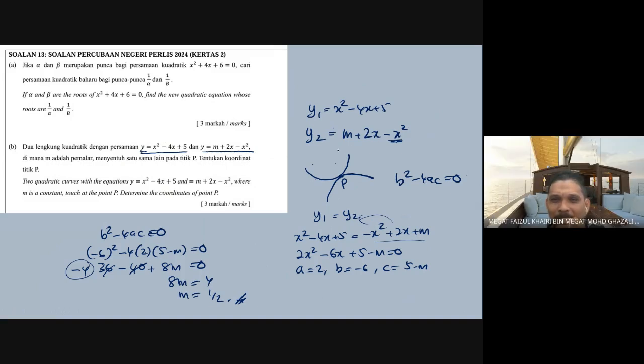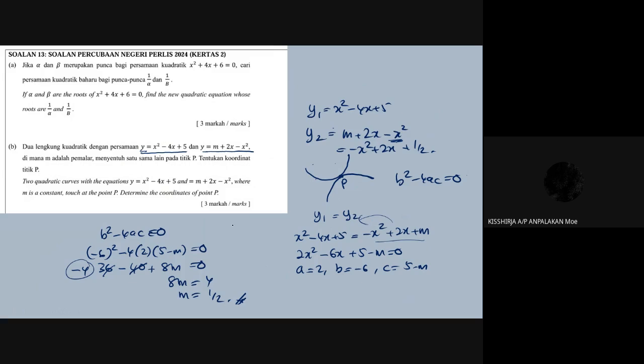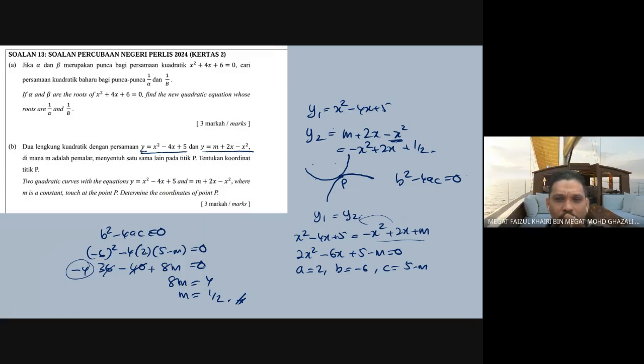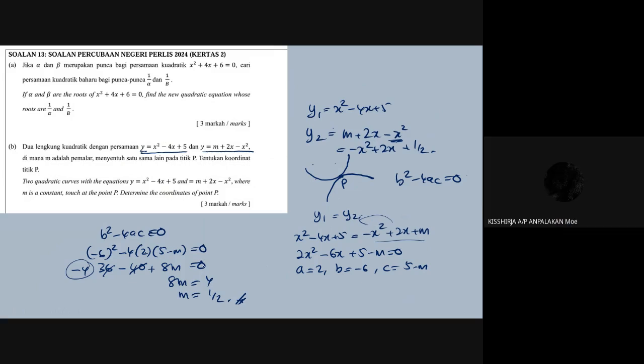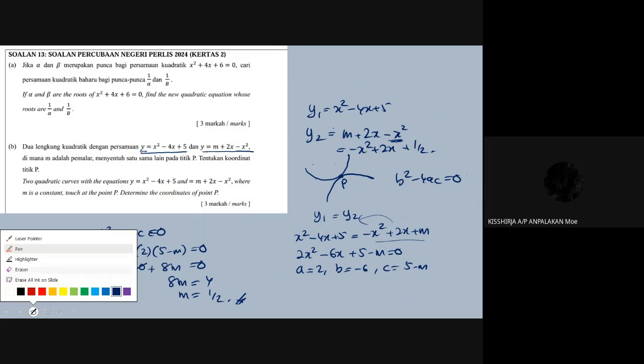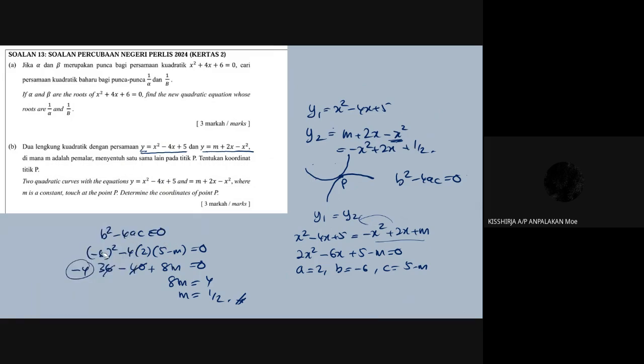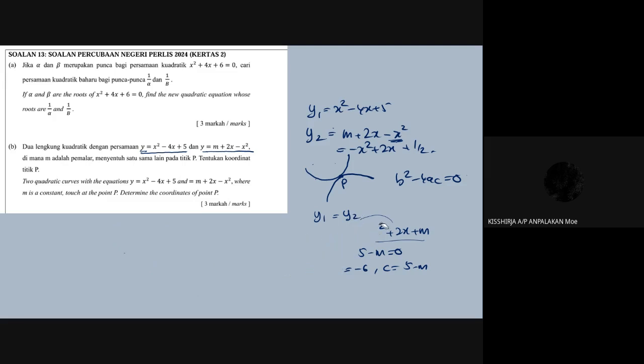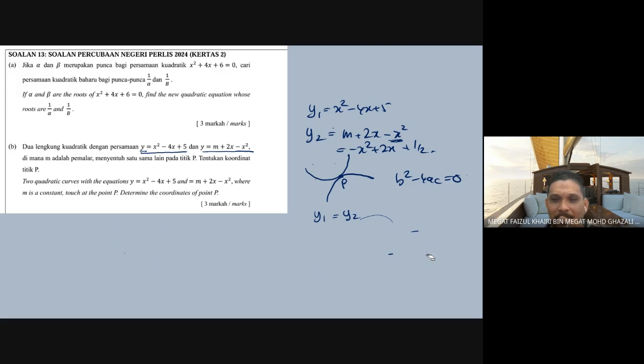Right, so this one is negative x squared plus 2x plus m, and m equal to 1 over 2. We have not got the coordinates yet, right? I forgot. That was only finding the value of m.